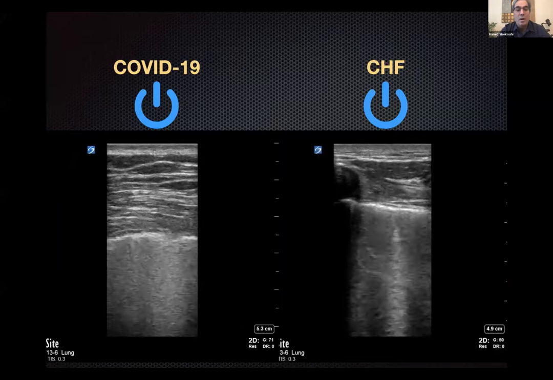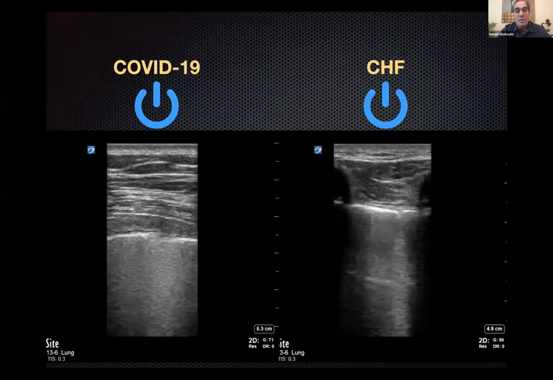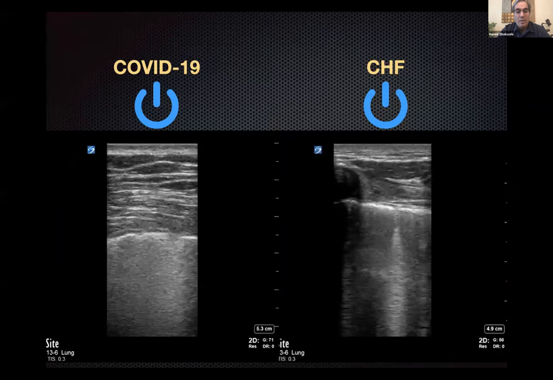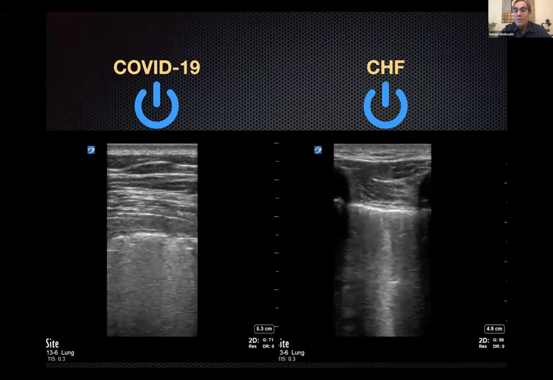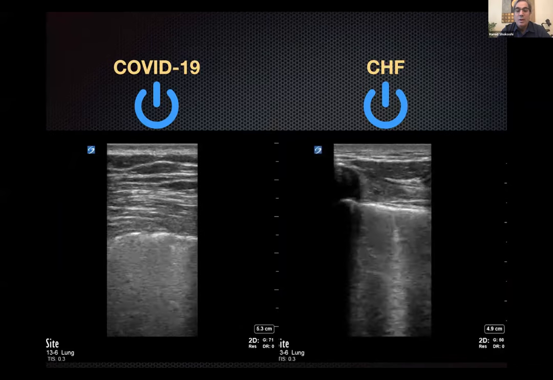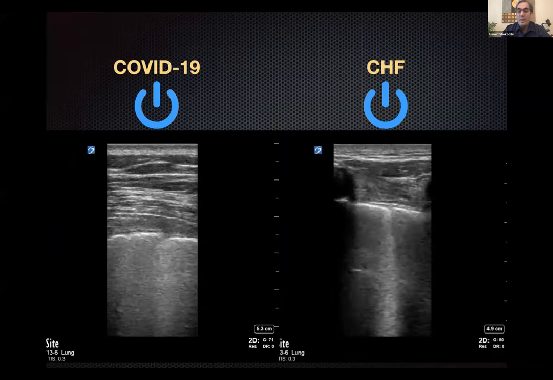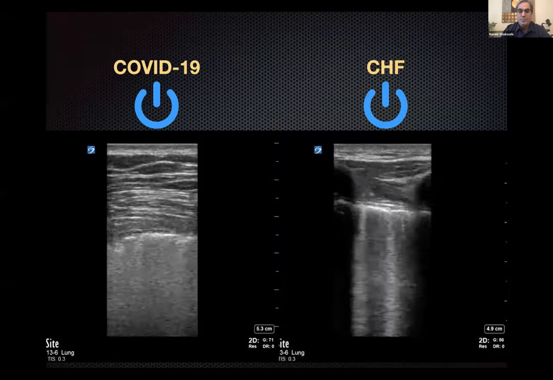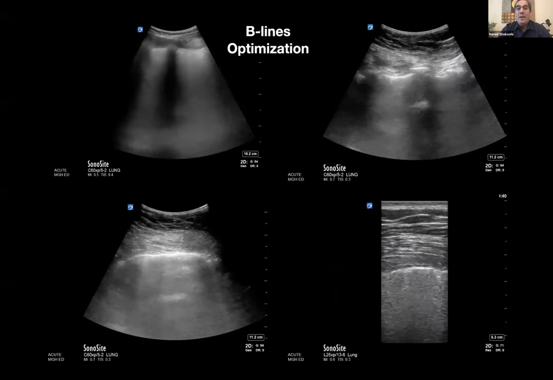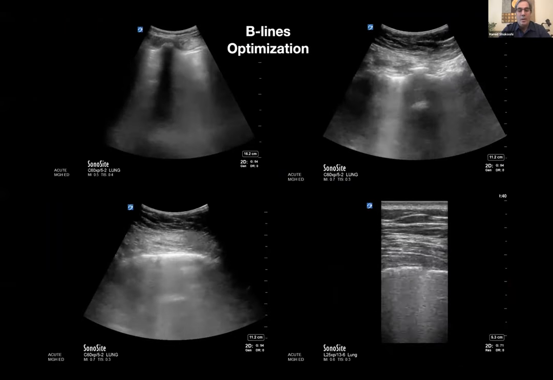I could hear you all, and you can see to the left of the screen, those are the COVID. And to the right of the screen, you can see the actual pleural line, pretty smooth. And you see the two pictures of the B lines are a bit different. So B line optimization is very important.